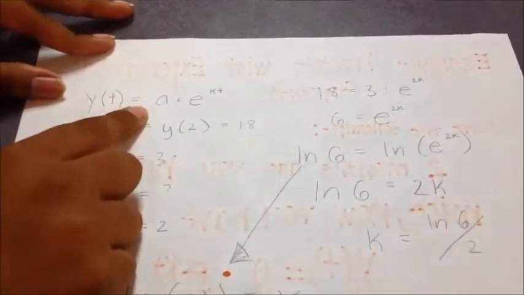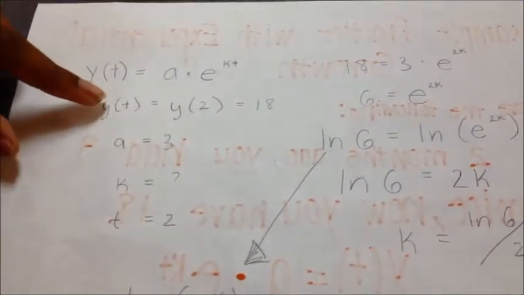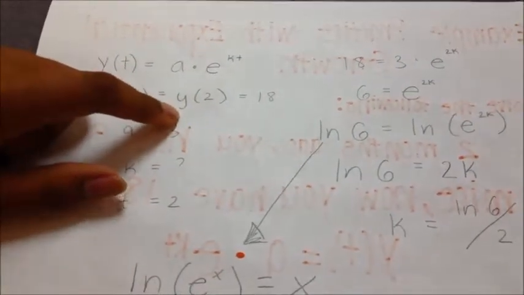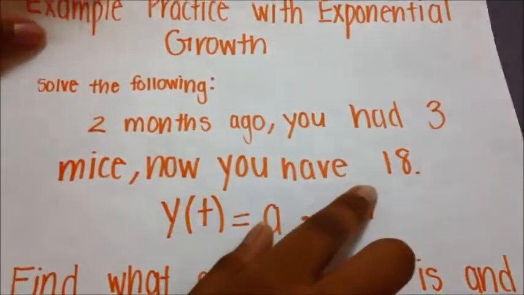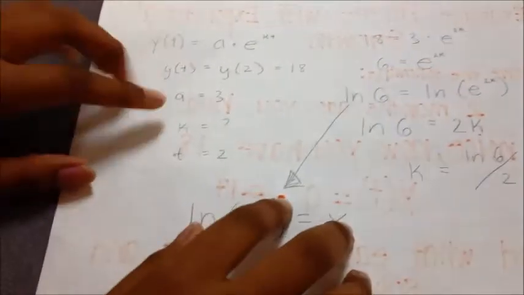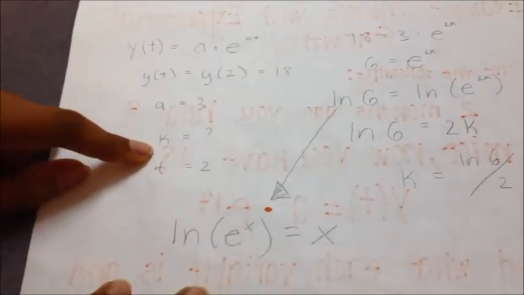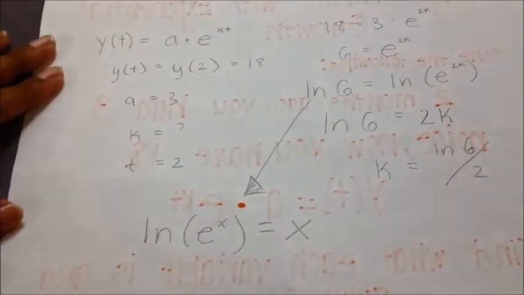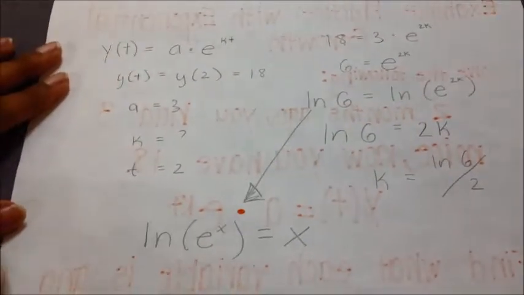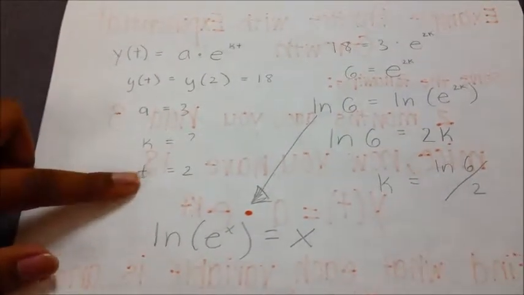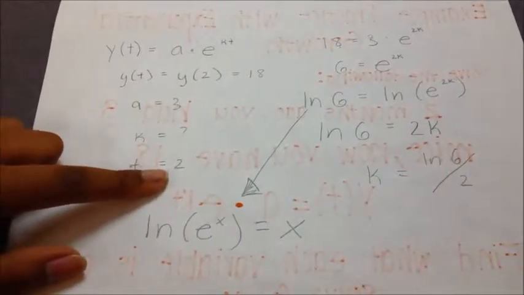In the equation y of t equals a times e to the kt, y of t equals the value at a time. Since the time is 2 months, you find the value at 2 months, which was 18 mice. A is the starting value, which was 3 mice. K is the growth factor or decay factor. If K is greater than 0, it's the growth factor. If K is less than 0, it's the decay factor. T is time, once again, which is 2 months.